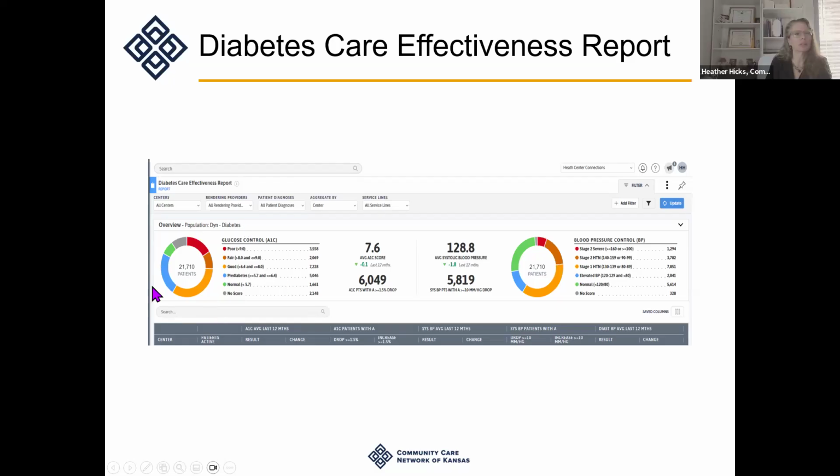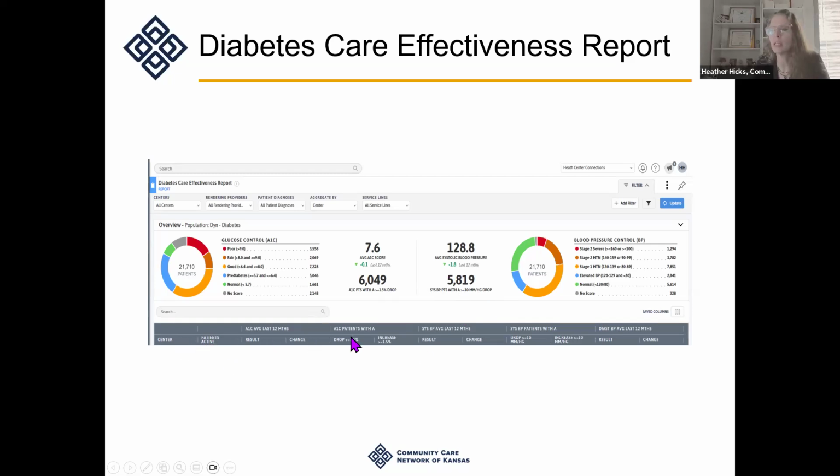Can you see my mouse where I'm pointing? This breaks down the percentage of the population in various levels of glucose control. This looks at diabetic patients and their blood pressure control, and then it gives you the average blood pressure and the average A1C. And then the change: this is patients with an A1C that's dropped by 1.5%, and this is patients with a 10-point drop in their blood pressure.